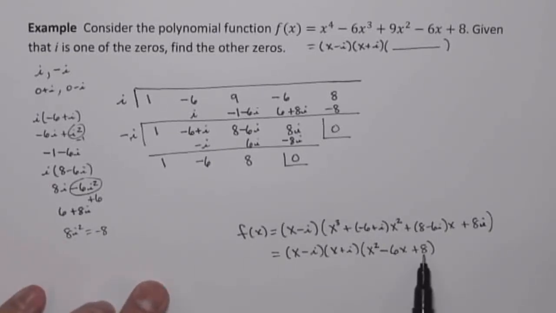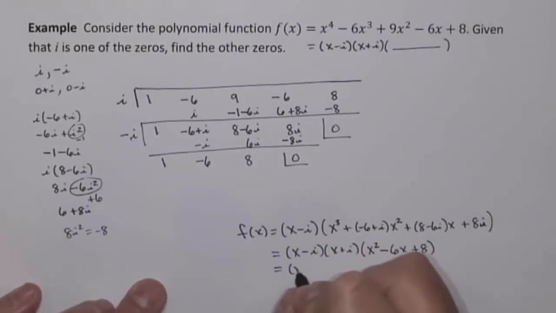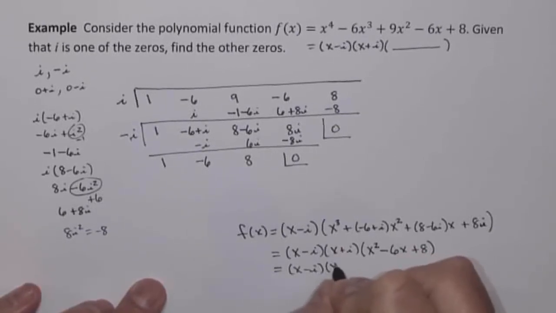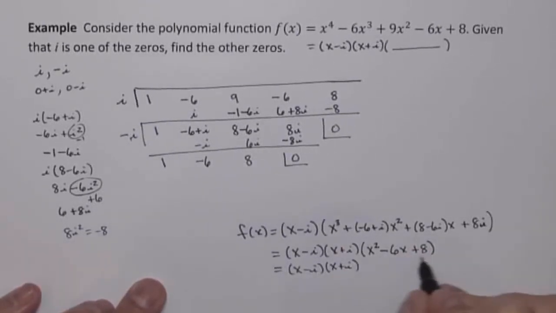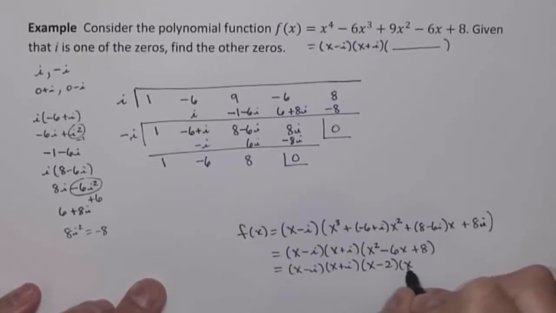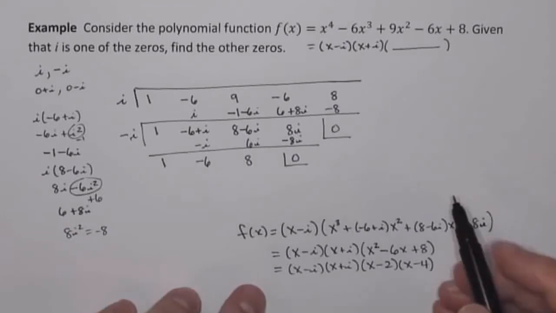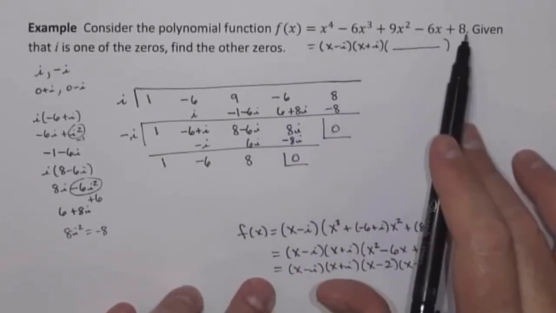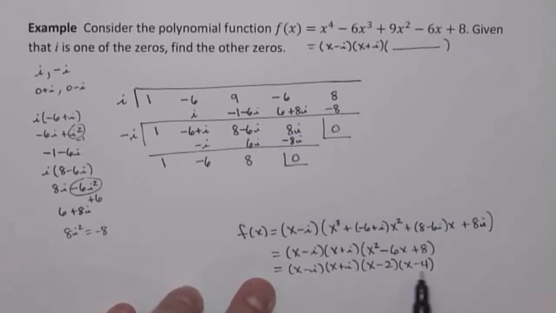So looking at this, we need to find two numbers that multiply together to be 8, that add together to be negative 6. And so that will be negative 2 and negative 4. So rewriting my first two factors, again, this is going to factor into x minus 2 times x minus 4. So I have factored our polynomial function into x minus i, x plus i, x minus 2, x minus 4.